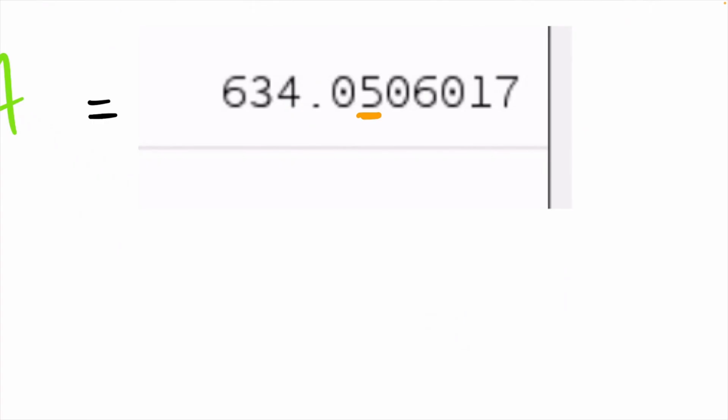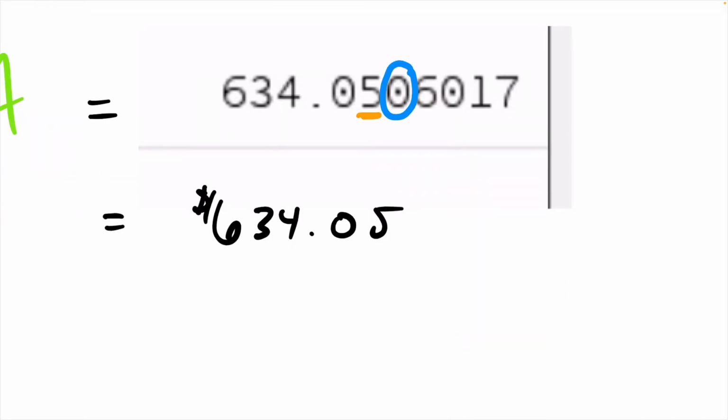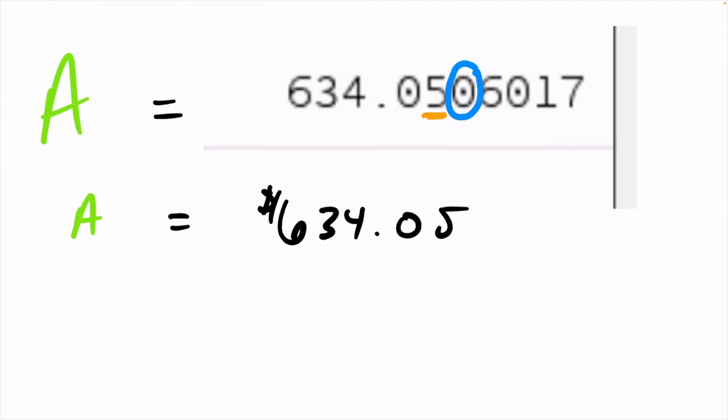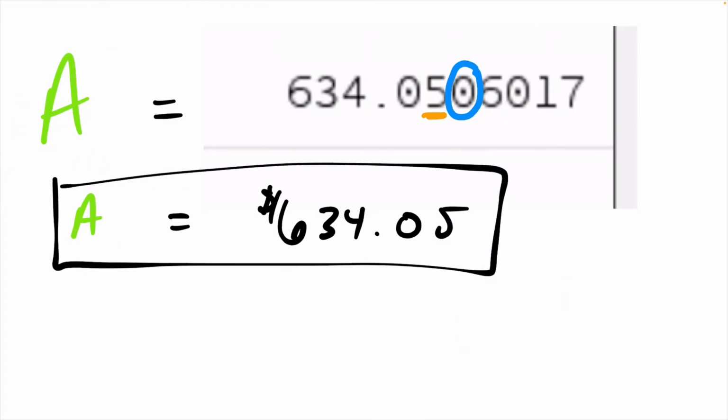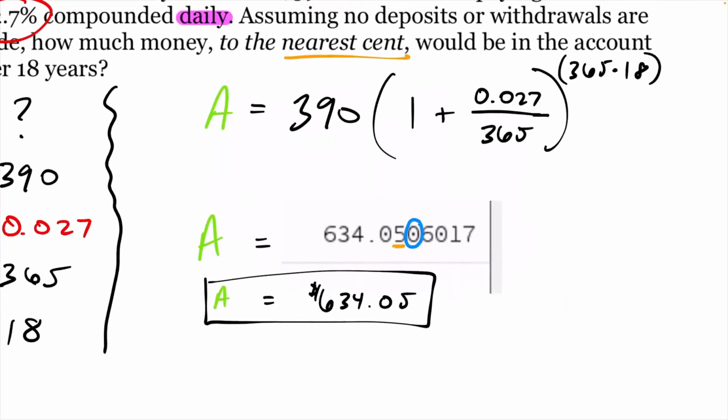So we look to the right. If that number is 5 or higher, it goes up. If it's 0 to 4, it stays where it's at. So it's going to stay. So our finished answer is $634.05. That's how much future value she's going to have. Okay? So remember to always, always, always round correctly, however they want you to. That's why I want you to cut and paste from your calculator. Okay? All right, so here we go.